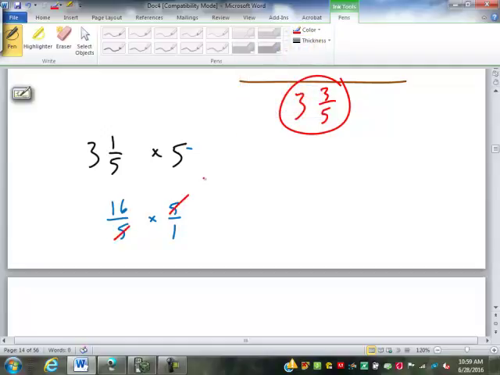In fact, I can cross cancel. The 5s divide by 5s to give me 1 and 1. So this one's simple. 16 times 1 is 16. 1 times 1 is 1. 16/1 is just 16.